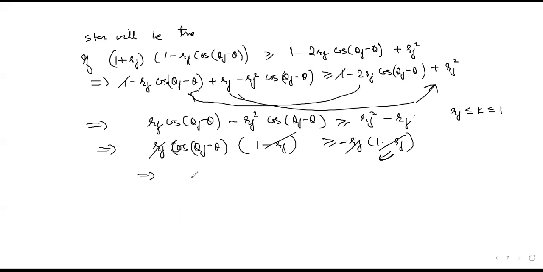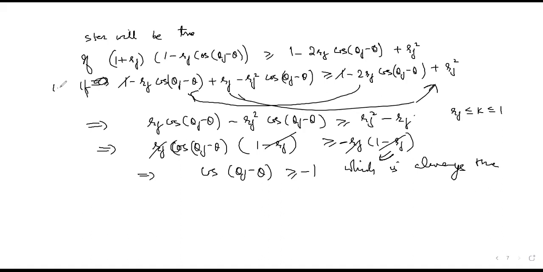So what am I left with? Cos of theta j minus theta is greater than or equal to 1, which is always true. Instead of writing implies here, write "if", because we want the if direction. That is, if this is true, which is always true, hence star is established.